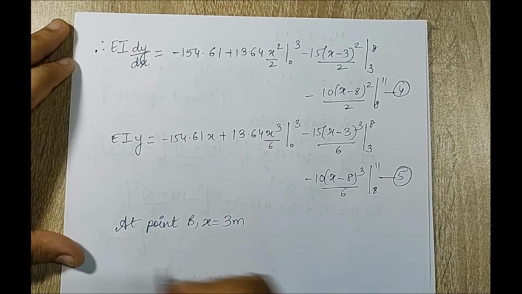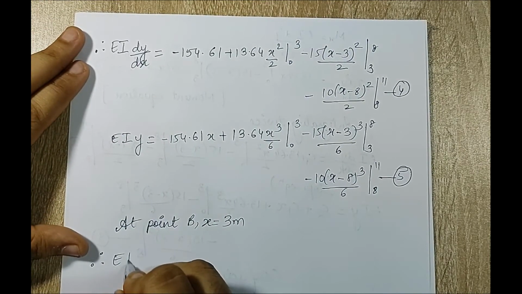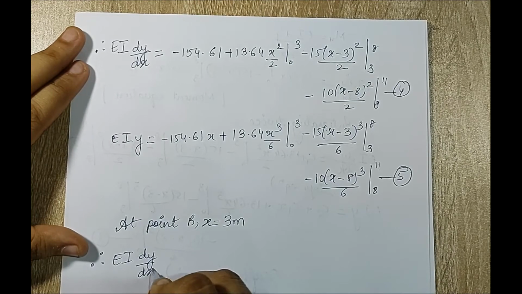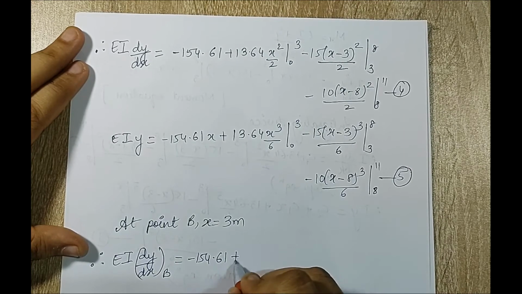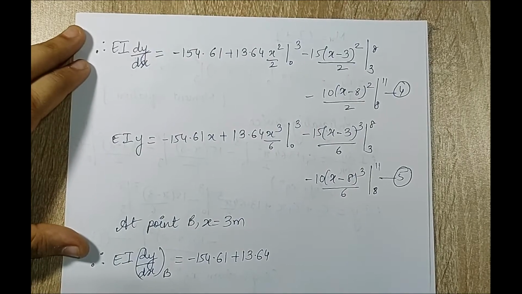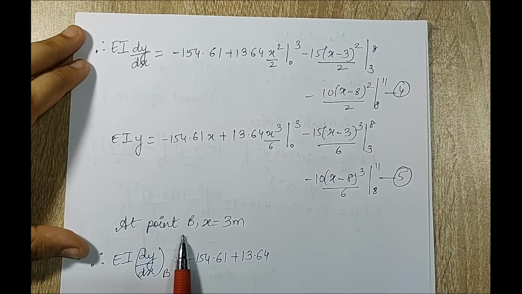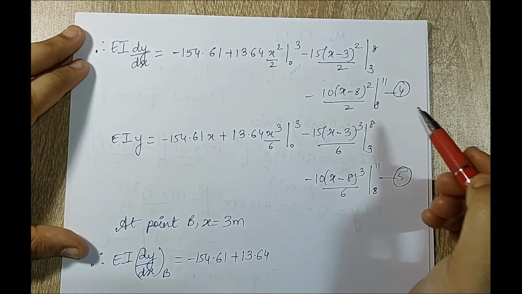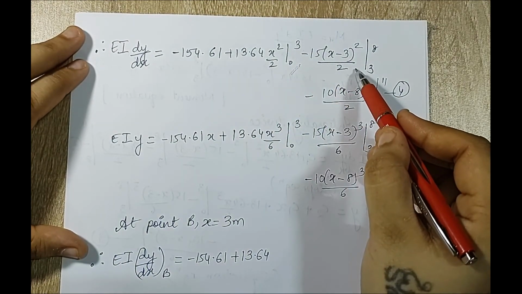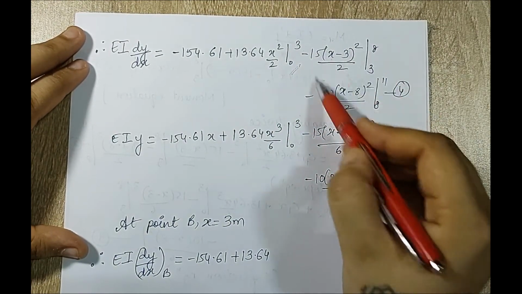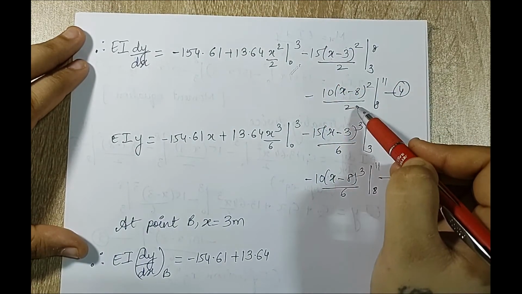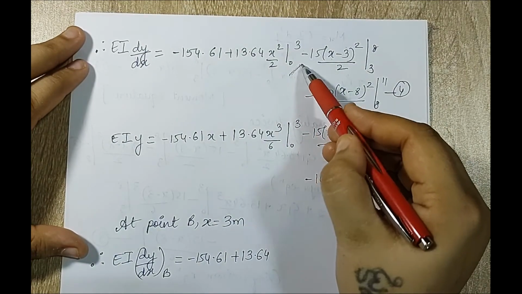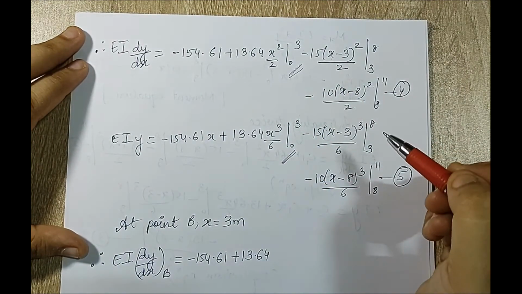So let's start with equation 4. I'll have therefore EI dy by dx at B is equal to minus 154.61 plus 13.64. Now, till where you are supposed to write the equation is also important. When I talk about point B, obviously I'll have to stop here. If I go just one term ahead, you can see when I substitute x is 3, this term becomes 0. And when I go here, it is negative. So I don't have to walk any further. For point B, I'll write the equation only till this portion and till this portion.